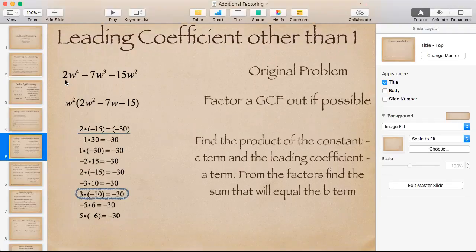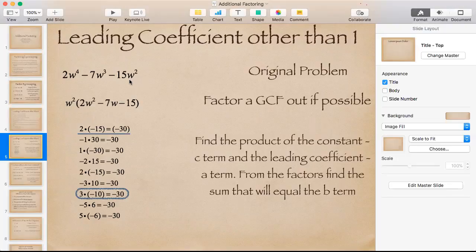So our original problem is going to be 2w to the 4th minus 7w to the 3rd minus 15w squared. That's our original problem. If there's a common factor, we want to factor that out first. The reason why we do that is because it's going to make factoring any problem a lot easier, because then our numbers become a little bit smaller or our variables become smaller.